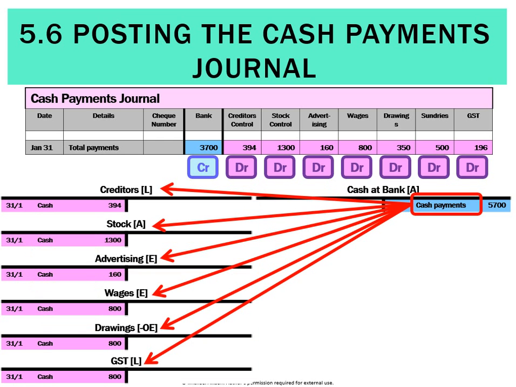But for the cash ledger, we can't possibly fit all those references in: creditors, stock, advertising, and so on. So we'll just write our reference as cash payments.